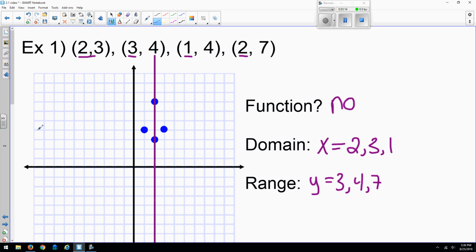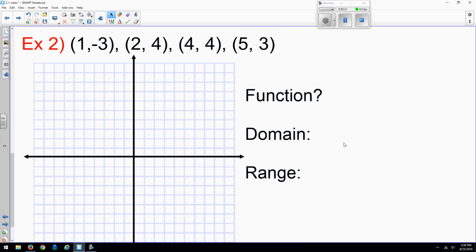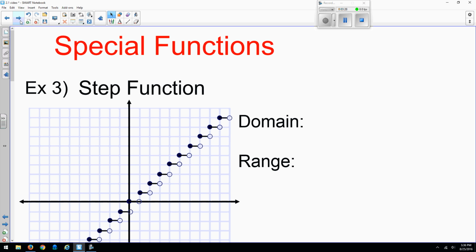So I'm going to have you go ahead and try example 2 in your notes. Remember, from now on, I'm collecting all of your notes for this video, so make sure you're writing everything down. Go ahead and try this example. Pause it if you need to.